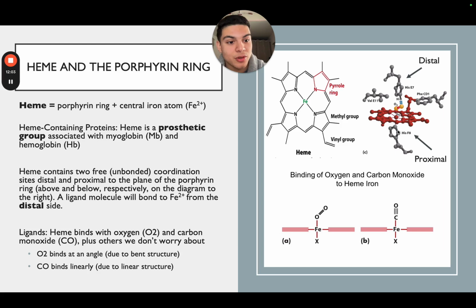The proximal is so close to the iron atom that oxygen just cannot fit in here, right? But on this end, the histidine is further removed from this central iron atom, and that allows oxygen to bind neatly into here.